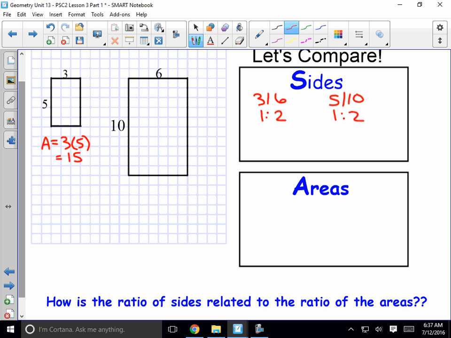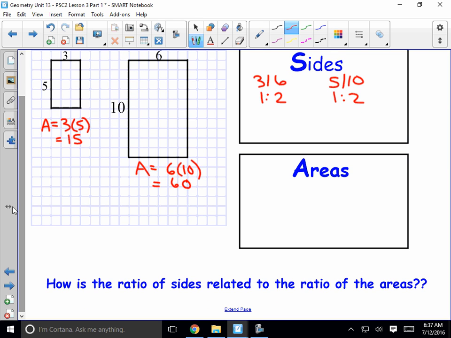We look at our next shape. The area is 6 times 10, or 60. So we can see 15 to 60, it is not a 1 to 2 relationship. When we are looking at the areas, we've got a 15 to 60, okay, making sure that we're going small to big in this situation. Simplifying it down, it's 1 to 4, not 1 to 2.